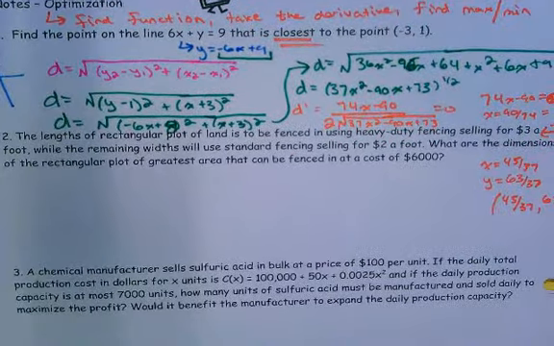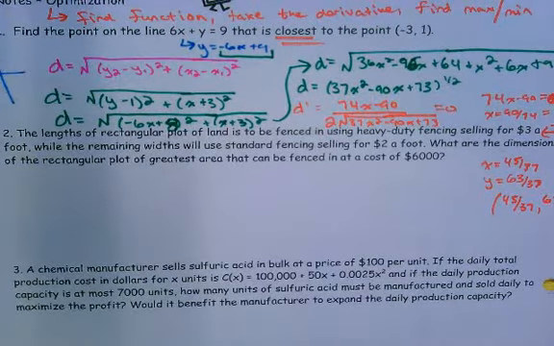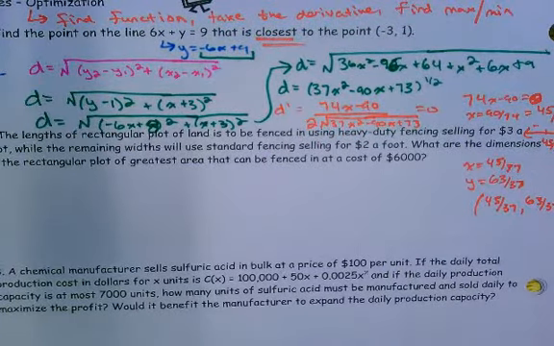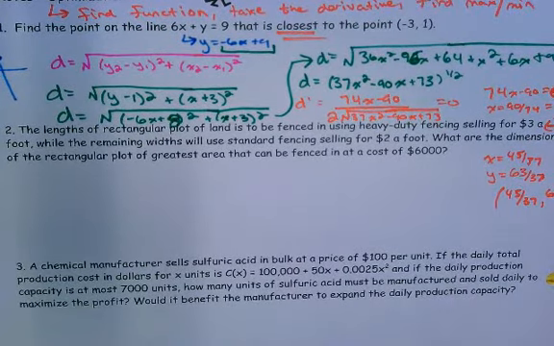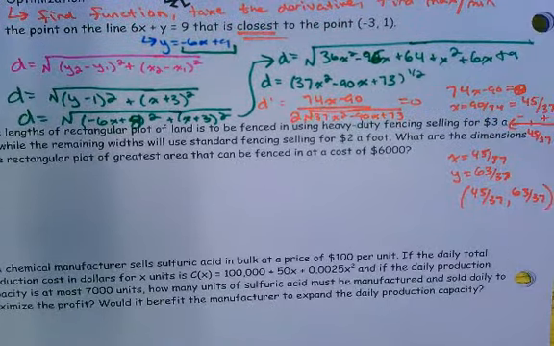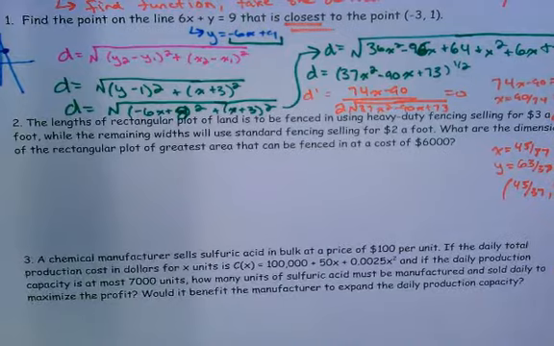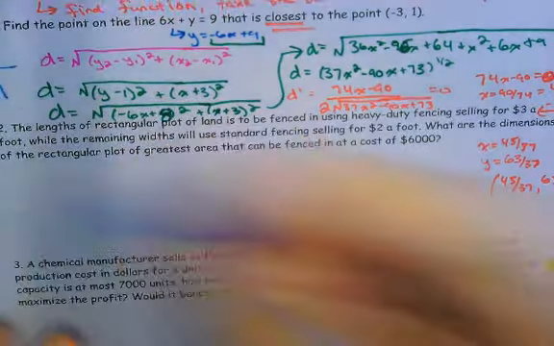All right, hey. Here's a great question. I do this all the time, because I have a plot of land. So I need the length of a rectangular plot of land, because all land is rectangular, is fenced using heavy-duty fencing selling for $3 a foot, while the remaining widths will use the standard fencing for $2 a foot. I do this all the time when I go to Home Depot. I had to figure out these problems so I know how much I am buying from where. What are the dimensions of the rectangular plot of the greatest area that can be fenced at a cost of $6,000?